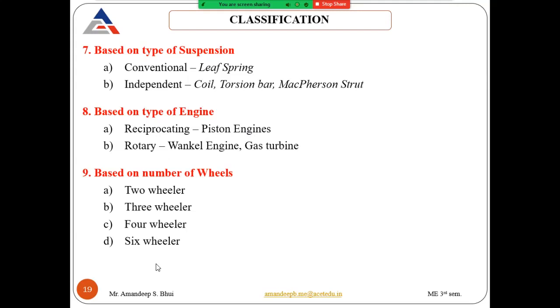Based upon the number of wheels that are there on the automobile, the classification can be two-wheeler, three-wheeler, four-wheeler, or six-wheeler. Some bigger trucks might come as more than six-wheeler also. That depends upon the type of load they are carrying. So depending upon the number of wheels, the automobile can also be classified.